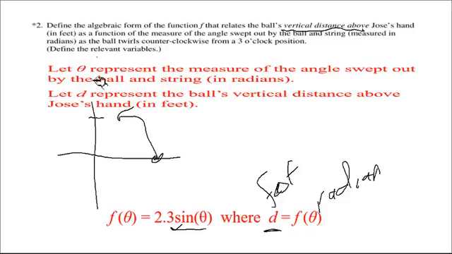Provided Jose's hand stays fixed, which in this context we're going to assume it does, the maximum height the ball can achieve, of course, is going to be this radius length. So were we just asked to model this in radius lengths, we wouldn't have this 2.3 here. And since our radius is 2.3, we take our function sine of theta, which models circular motion in terms of radius lengths, and then we multiply it by our unit of 2.3 feet.